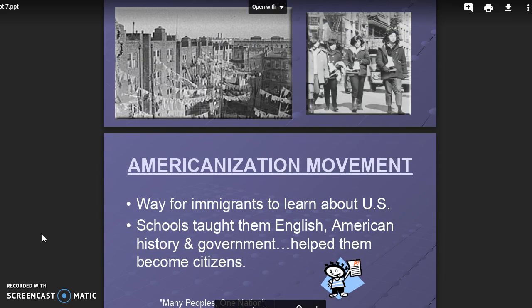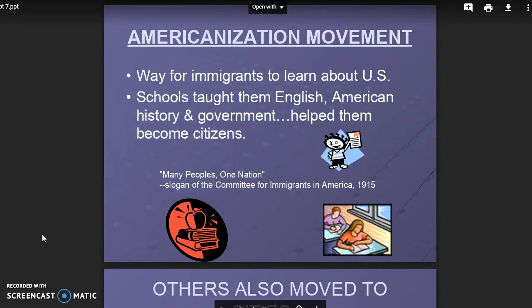14 is asking, what is the Americanization movement? This is the same thing as assimilation I had mentioned earlier regarding how we treated Native Americans. So what we did was we established ways for the immigrants to learn English. We sent them to school. They learned American history and government, and this helped them to become citizens. Go ahead and summarize this page for question number 14.